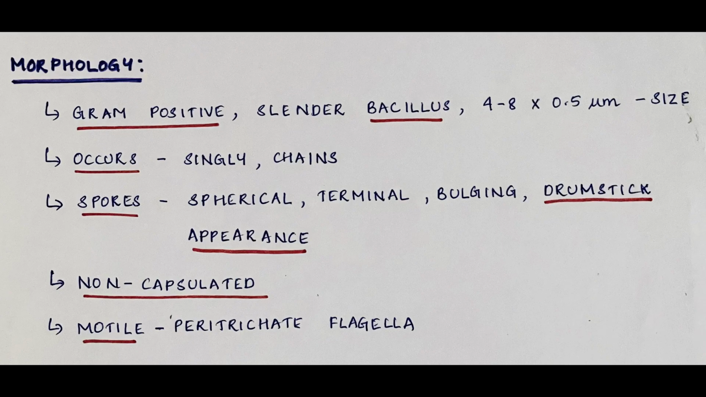Morphology. Clostridium tetani is a gram-positive slender bacillus about 4 to 8 by 0.5 micrometre in size. It occurs singly and also occasionally in chains. The spores of Clostridium tetani are spherical, terminal, bulging, giving the bacillus a drumstick appearance. It is non-capsulated and it is motile by peritrichous flagella. That means the flagella will be uniformly distributed over the body.